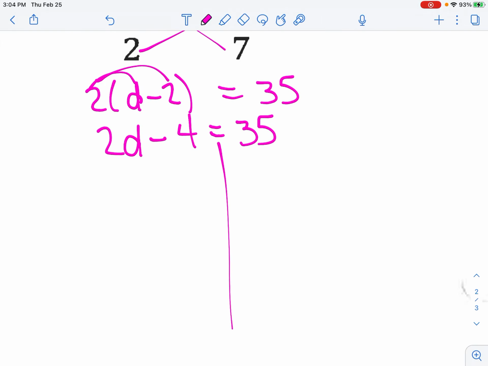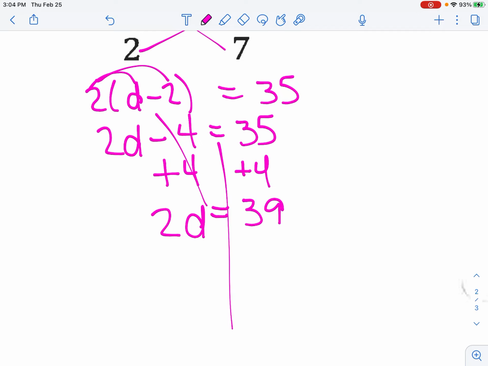Now we're ready to solve. Draw your mirror. We're going to undo the subtraction first, so I'm going to add 4 to both sides. Your 4s are going to cancel on the left. So 2 times what equals 39? Divide by 2. Divide by 2.